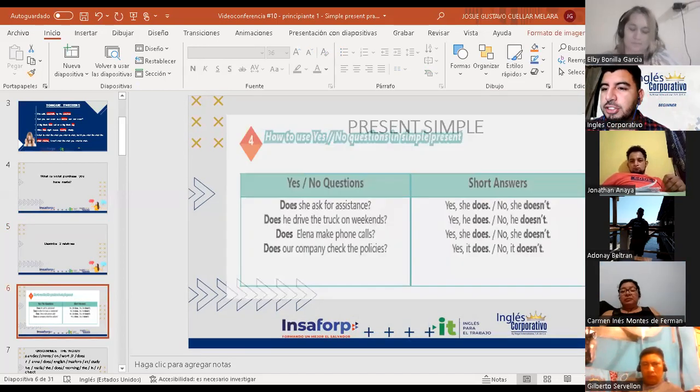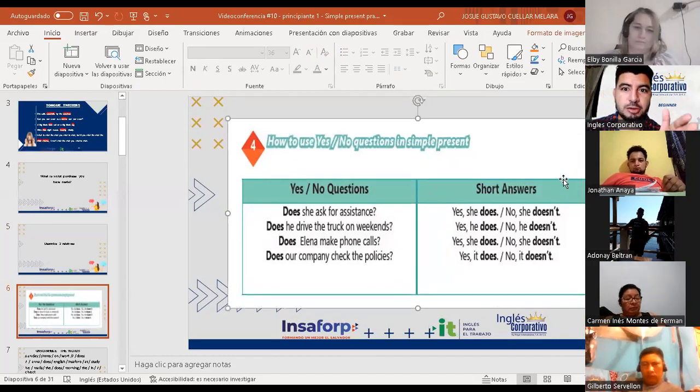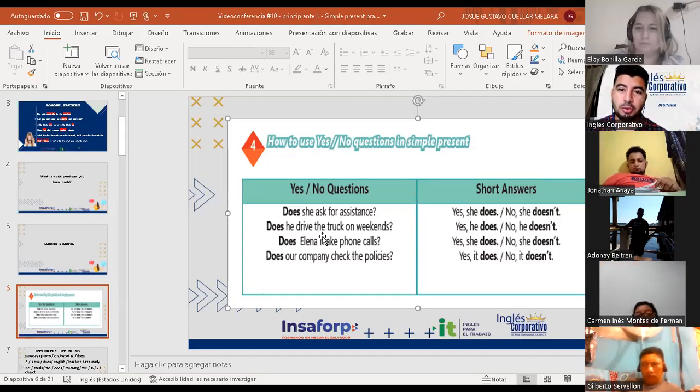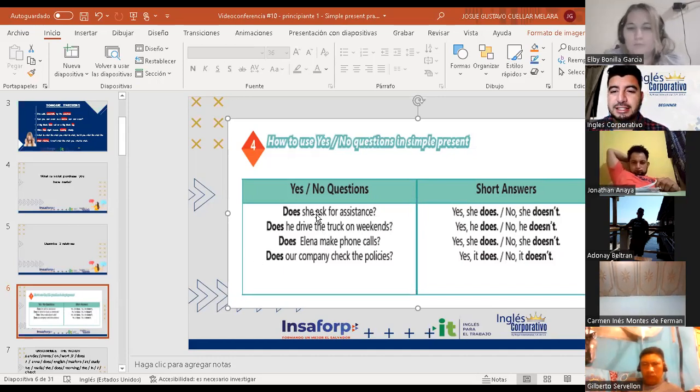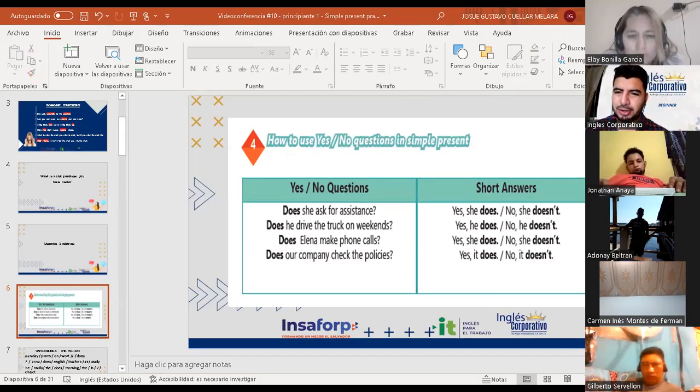Okay, let's continue. Now here we have yes, no questions. Here we have does. Recuerden que el does lo utilizamos para terceras personas, he, she, it. But do, we use it for the other pronouns. Lo utilizamos para otros pronombres como do you, do we, do they, ¿verdad? Así que ya tenemos claro eso. Does she, does he. Okay. Now here we have this. Ya lo hemos visto como 3-4 clases esto.